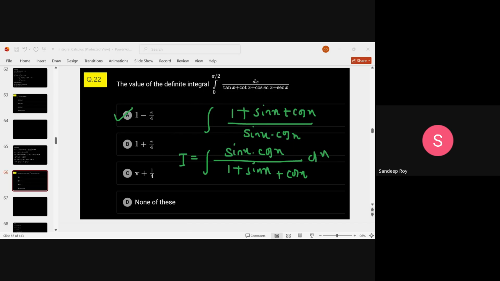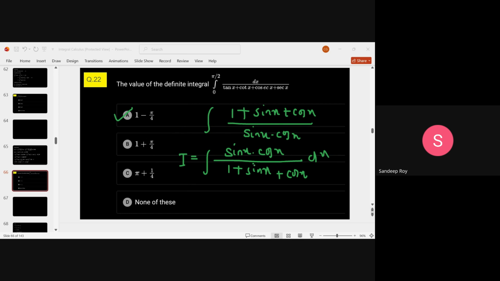Half angle formula, anyone tried? What are you getting? Yes, sir, I found a mistake. So you get sin x by 2 into cos square x by 2 minus sin square x by 2, divided by 1 plus sin x by 2. So it's not 2 sin x by 2.